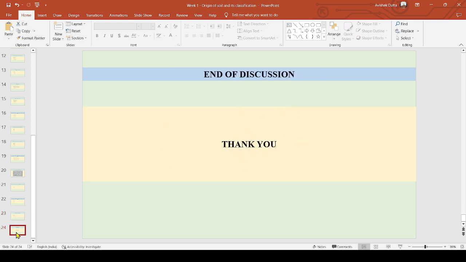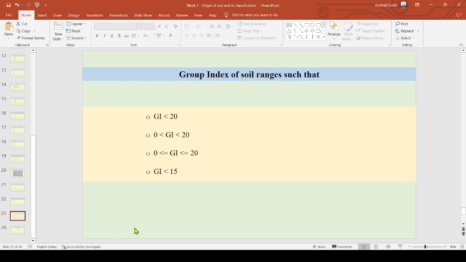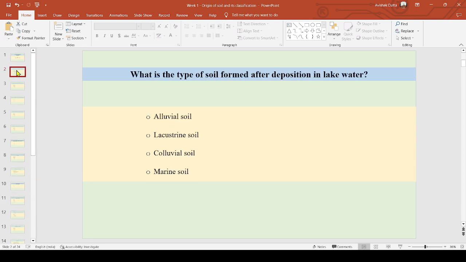I hope it is clear, and I hope you have all written down all the questions. I'll just go through the first few set of questions for those who have joined late. What is the type of soil formed after deposition in lake water? Alluvial soil, lacustrine soil, colluvial soil, or marine soil?